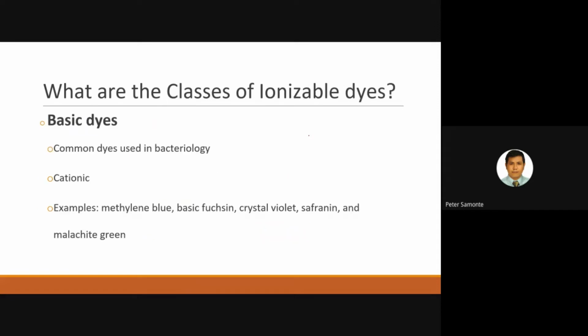Now, what are the classes of ionizable dyes, class? So you have your basic dyes. So these basic dyes, class, are commonly used in your bacteriology. They are cationic. Examples of this are your methylene blue, basic fuchsin, crystal violet, safranin, and malachite green. Please copy. You have your handouts.